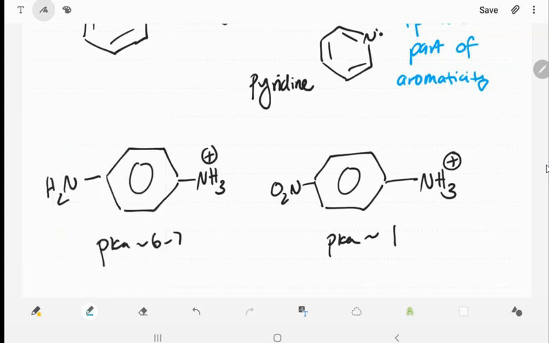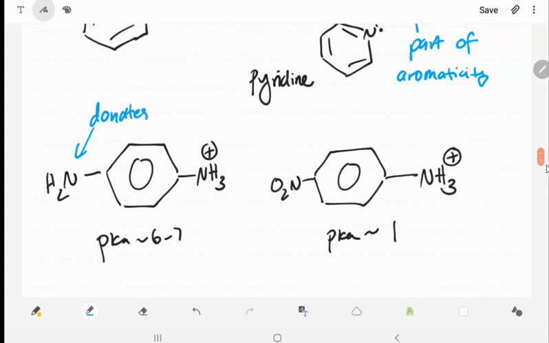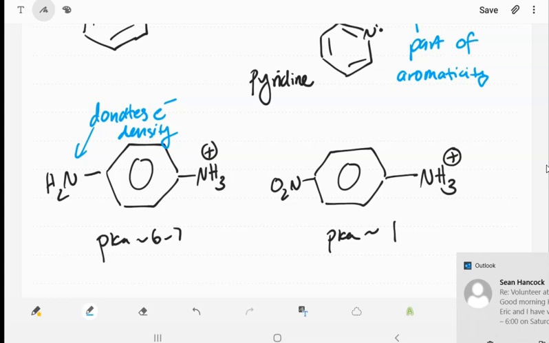The reason is because this one donates electron density into the ring. And so if you look at what the base used to be, it used to be amine on both sides. Remember that we want electron density in there so that we can have that act as a base. So it has enough electron density to go grab a proton. And so, as a result, having an electron donating group will bump up your basicity, thereby lowering your acidity.